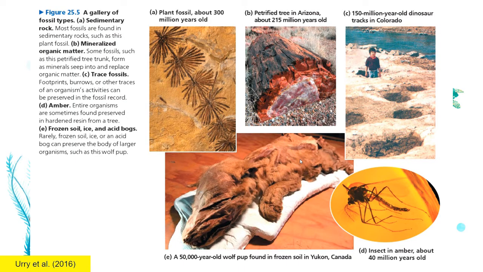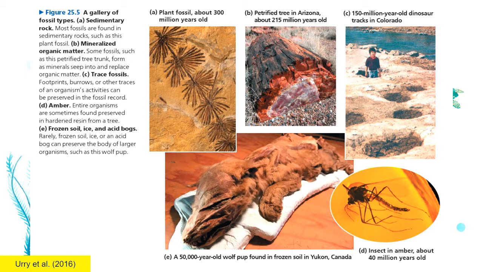We've just mentioned that there is testimony within rocks, and this one is a gallery of different fossil types that we have uncovered so far. So we were able to find fossils embedded in sedimentary rocks. As you can see here, a plant fossil about 300 million years ago. Then we also were able to discover petrified trees about 215 million years ago, and they are considered mineralized organic matter. Minerals seep into and replace the organic matter in this tree.